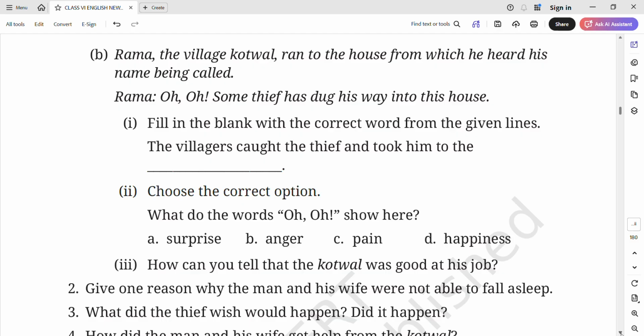We know the scene in the lesson. Already we discussed it. Now, first question. Fill in the blank with the correct word from the given lines. The villagers caught the thief and took him to the what will be the answer? If you are going to catch a thief, you are going to send him or take him to the police station.